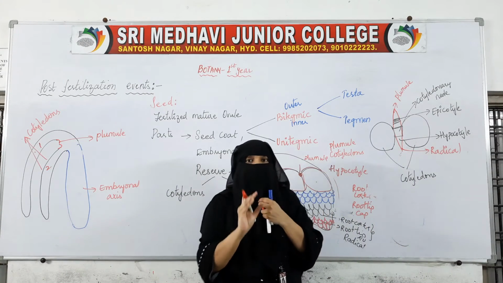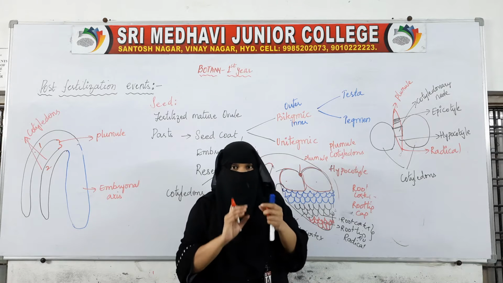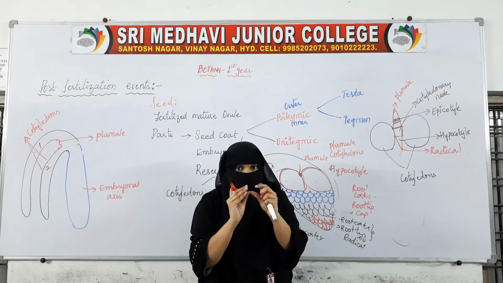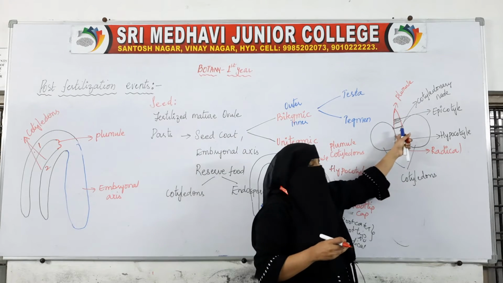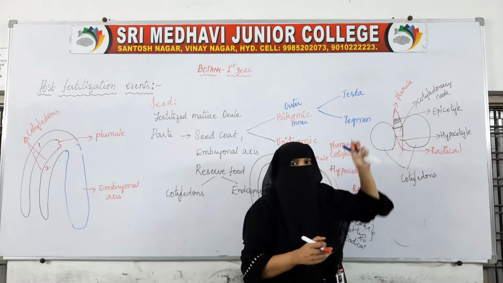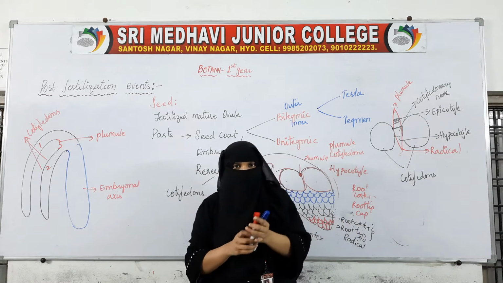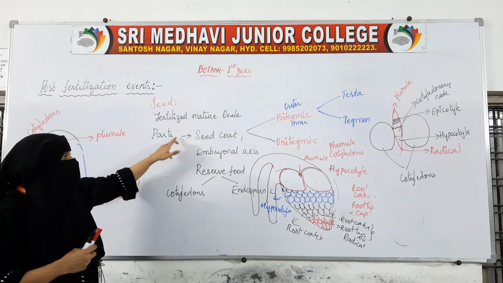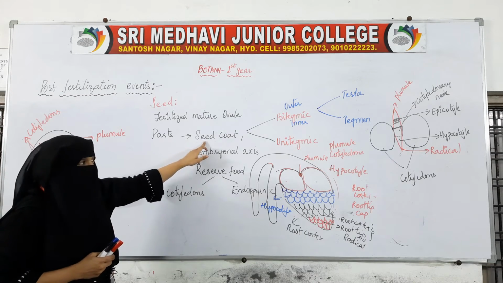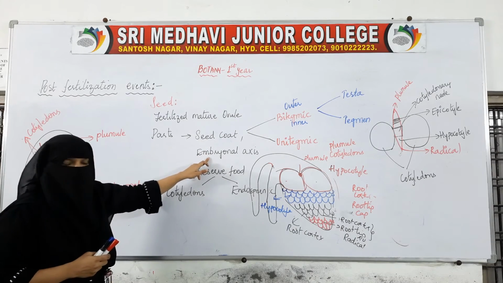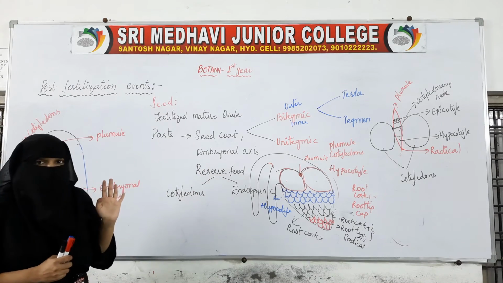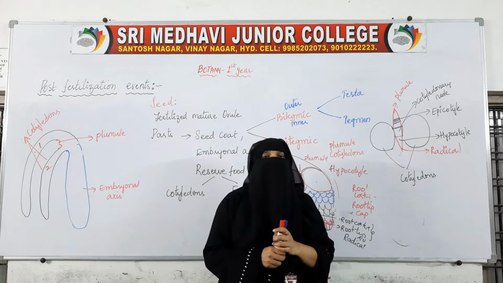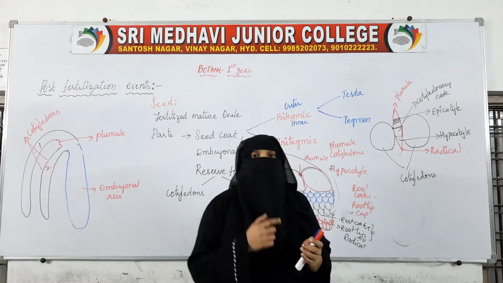So if you see the pea seed, inside this pea seed, when you open it, two cotyledons will be there, and inside that cotyledon this embryonal axis will be there. So each seed consists of three parts. One is the seed coat, another is the embryonal axis, and the third is the reserve food. Reserve food in the sense cotyledons, which are also called the seed leaves.